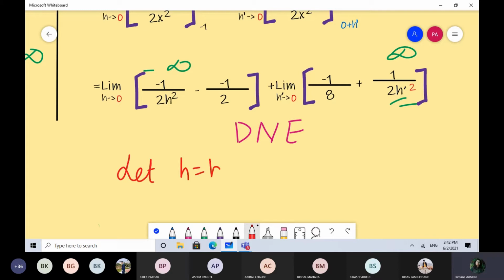What will happen when you take h equals to h dash? Last time maybe you asked or not, I don't remember, but normally students ask why can't we take h equals to h dash? H and h dash same. Okay, why do we have to take two different limits? So let's see what happens when you take h equals to h dash. What happens?